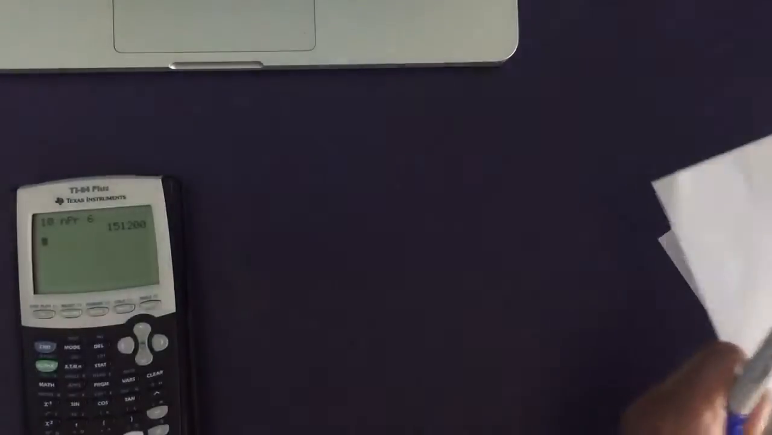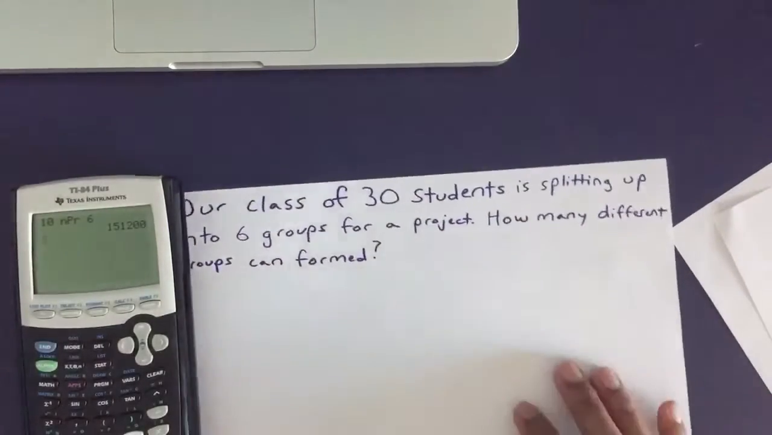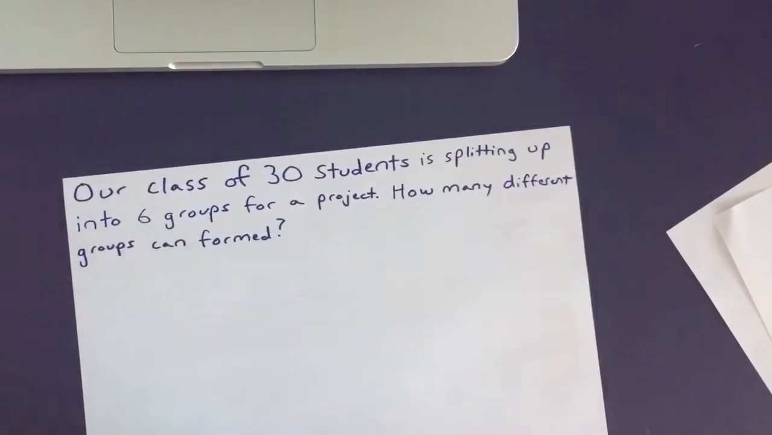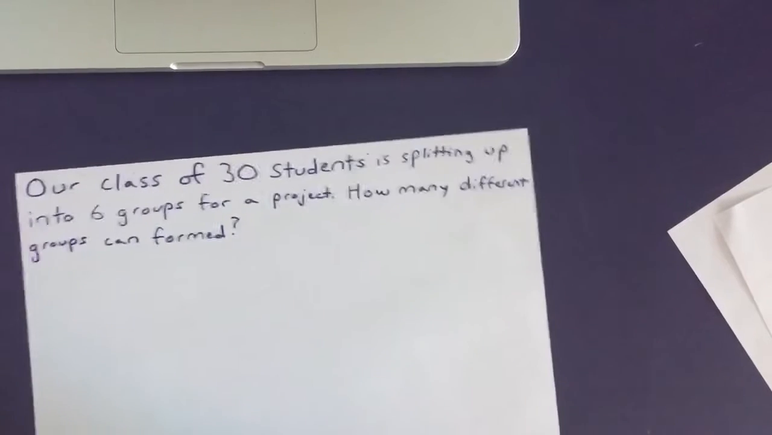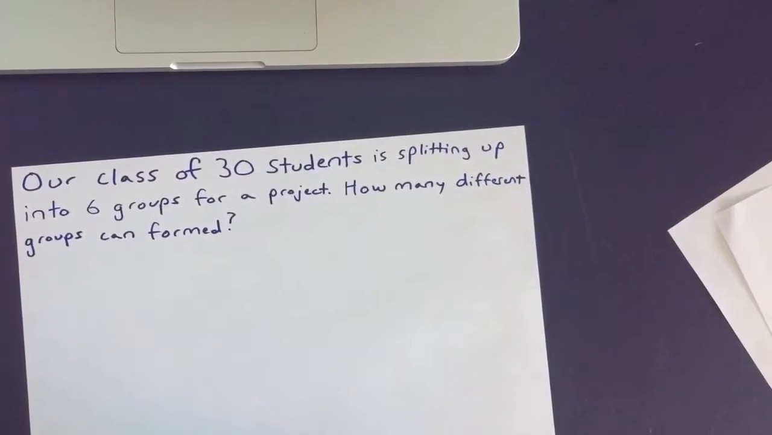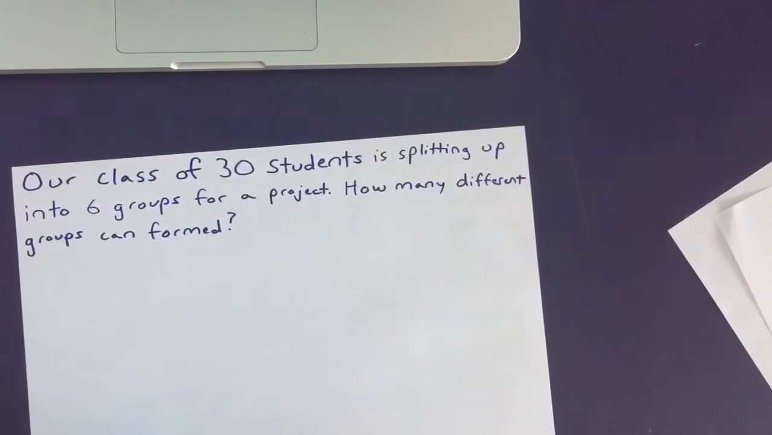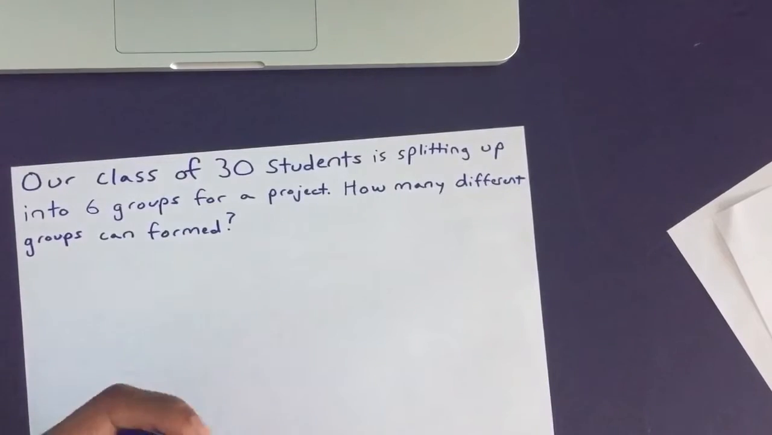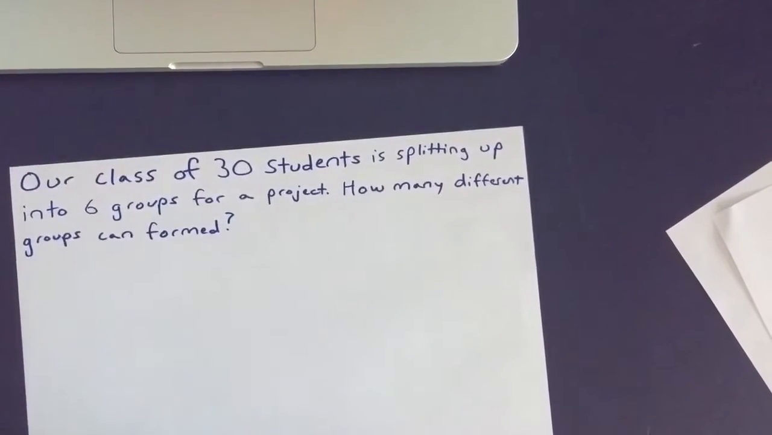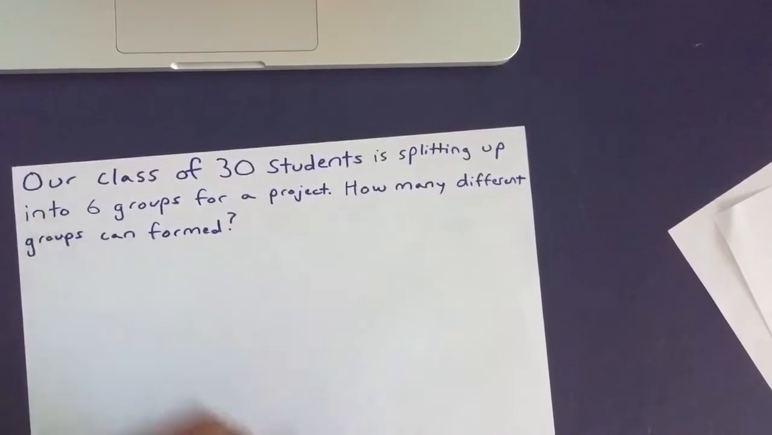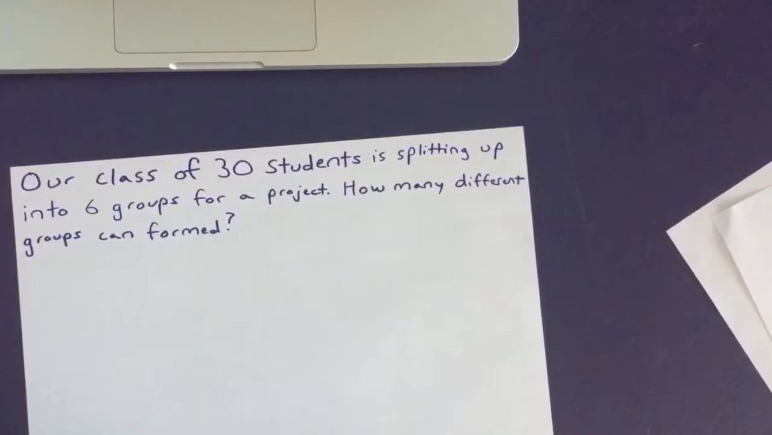And then the second problem is, our class of 30 students is splitting up into 6 groups for a project. How many different groups can be formed? And again, the first thing is whether or not it's a permutation or a combination. And this one is a combination actually, because one student decides between 6 groups, so there's no order in which he decides of the 1 through 6.